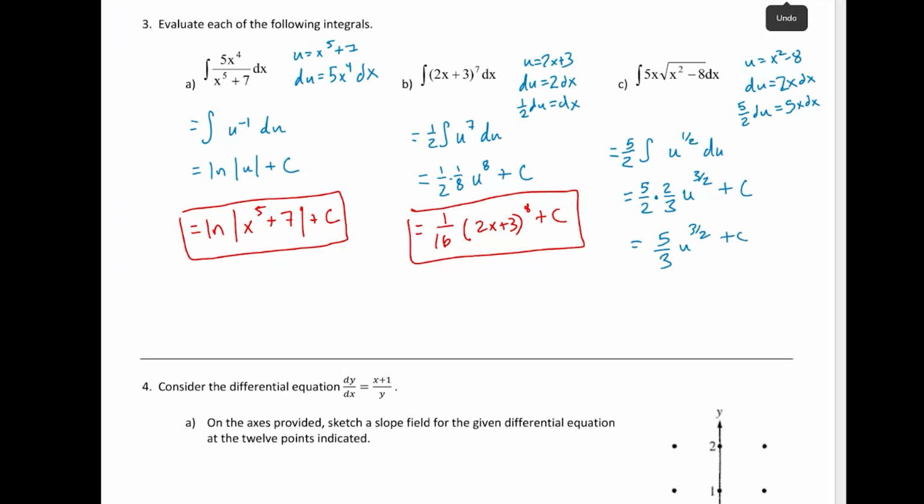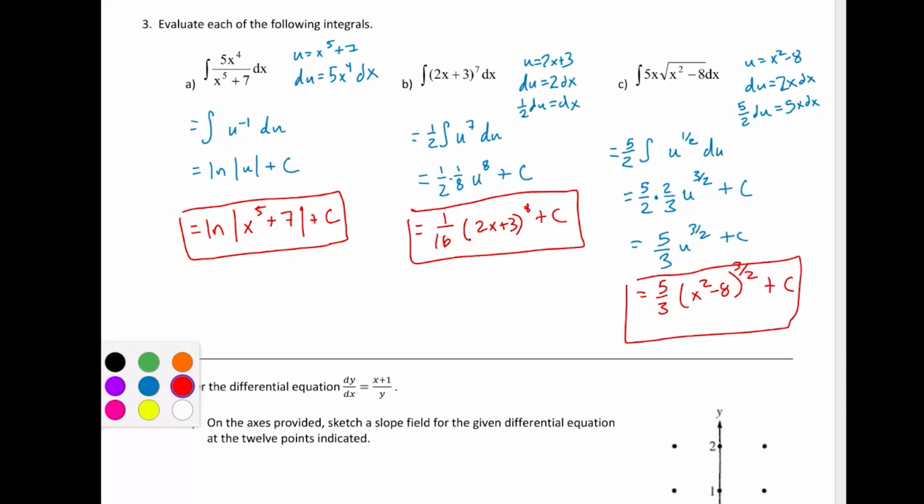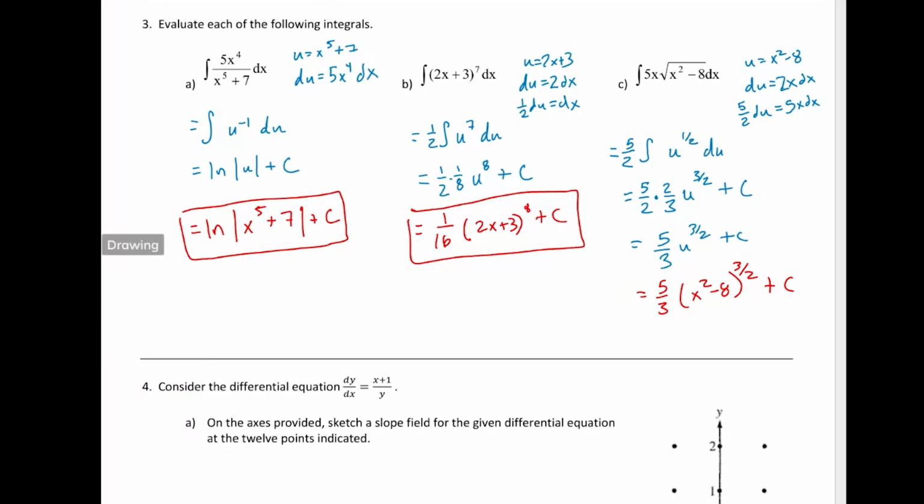So my final answer here is going to be, I'm going to switch back over to red now that I'm ready to plug back in my x's. 5/3 times x squared minus 8 to the 3 halves plus c. Kind of fix that box so we can clearly read the answer. That looks a little better there.